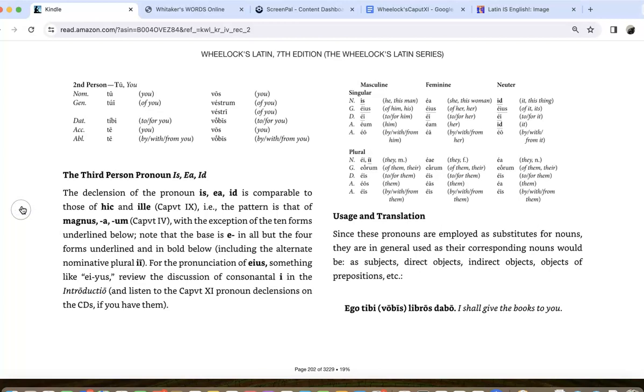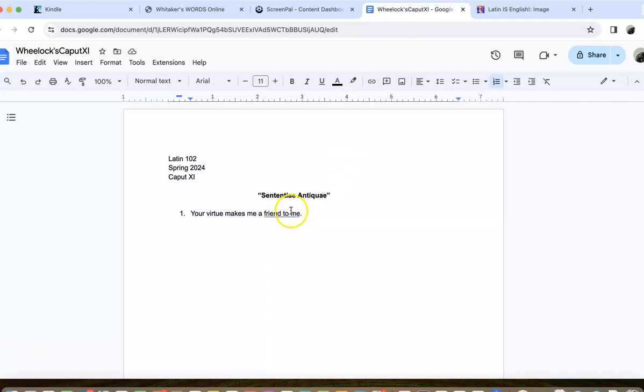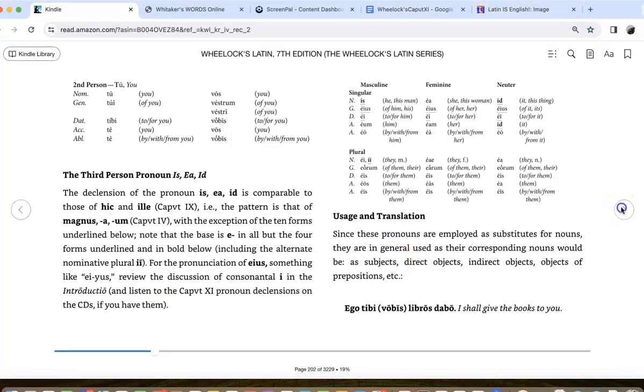TB, yeah. So here it is. So literally to you or for you, because that's what TB means. But again, obviously it sounds a little bit awkward in here. It's saying that the grammar is awkward, but we're doing Latin, not English, and so we're going to keep it literal. Your virtue makes me a friend to you. All right, let's take a look at the next one.